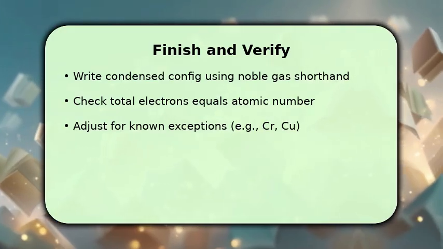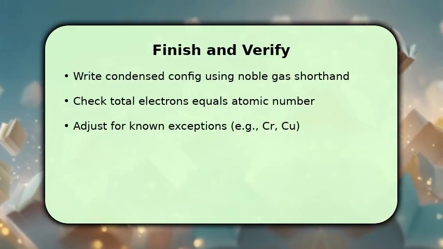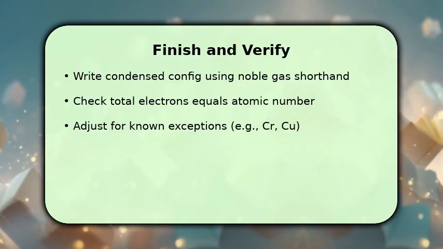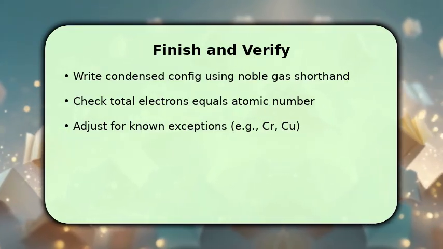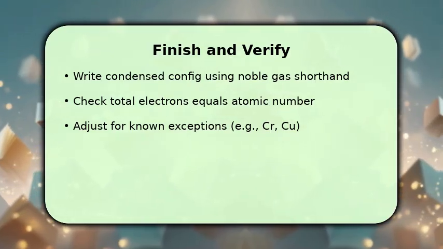For transition metals, remember exceptions like chromium and copper. Use observed configurations rather than strict Aufbau when needed. If something's off, remove one s electron and rearrange d electrons. That common tweak resolves most miscounts.